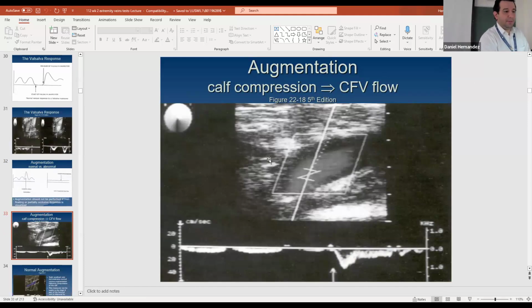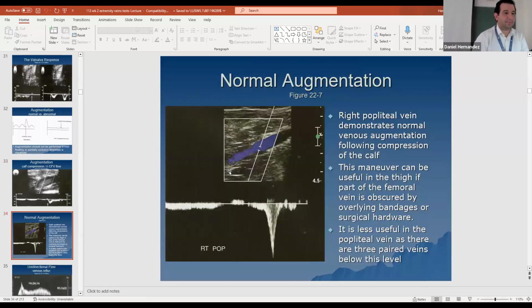There we can see normal venous flow pattern with distal augmentation. So we get that surge of blood coming back up. We see that spike and then return back to your normal flow pattern. Here's another example of augmentation of a vessel. So here we're at the right popliteal, and it demonstrates a good strong augmentation response.